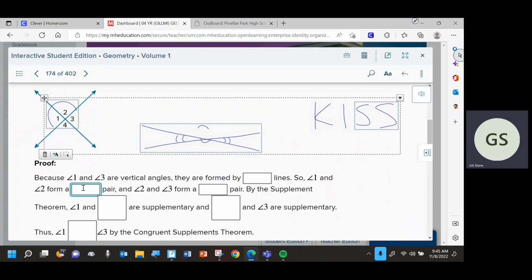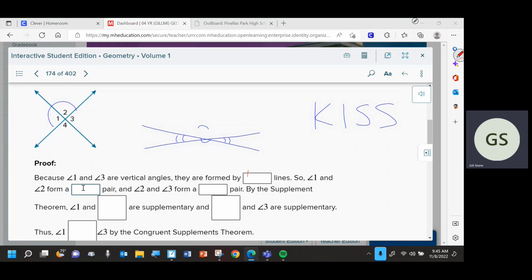All right, so because 1 and 3 are vertical angles, they are formed by, I would say, 2 lines. They wouldn't necessarily have to be perpendicular, because this also is vertical and they're not perpendicular, so we can't say that. I'm going to say 2 lines. So angle 1 and angle 2 form a what? Corinne, what do you think? What do angle 1 and angle 2 form? Collinear is the word, but that's the concept you need. As long as you understand where we're going with it, that's fine.